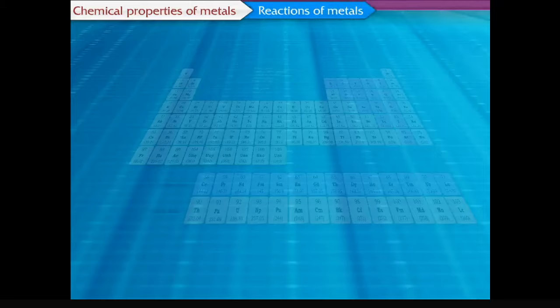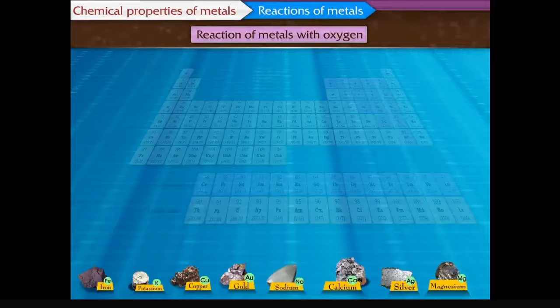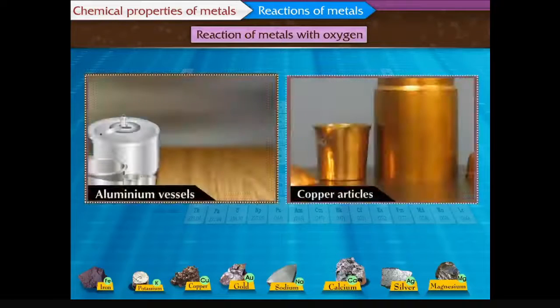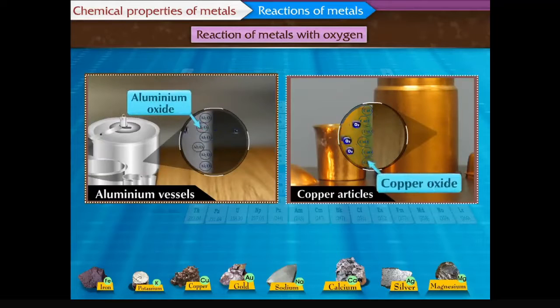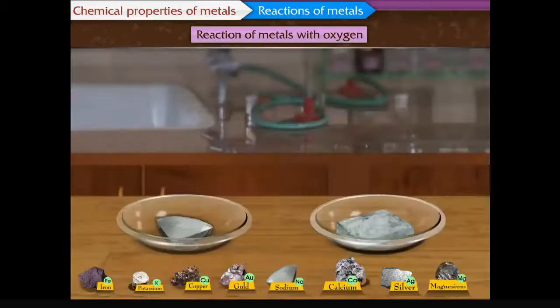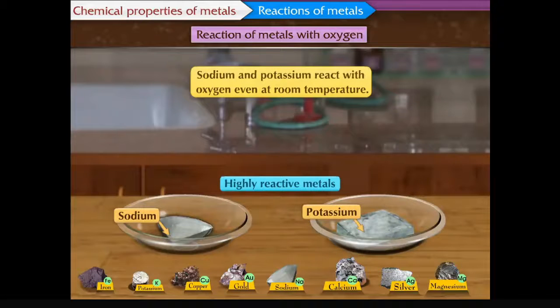Reactions of metals. Reaction of metals with oxygen. We have seen that most metals react with oxygen to form metal oxides. Only their reactivities differ. Sodium and potassium are highly reactive metals. They react with oxygen even at room temperature.